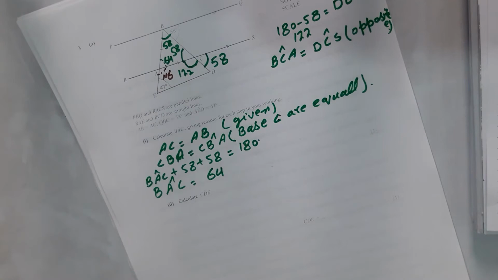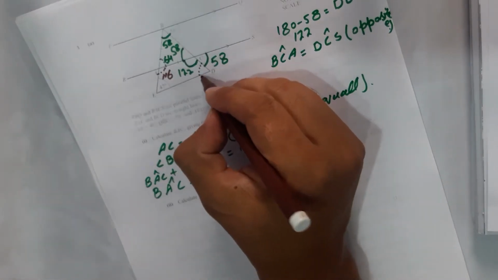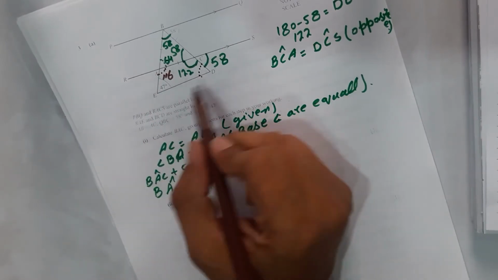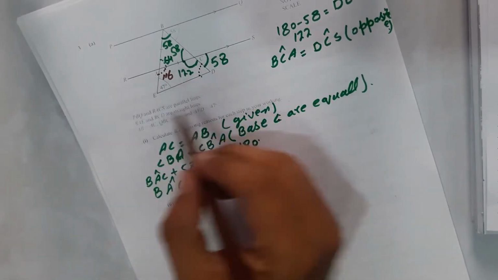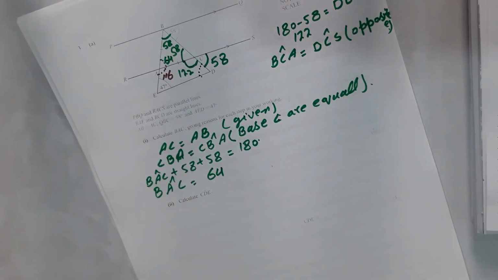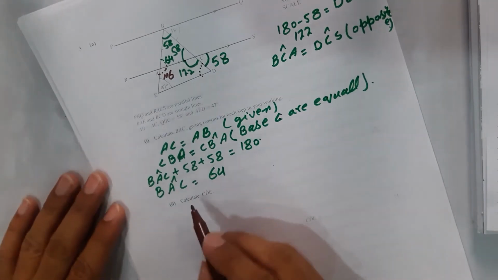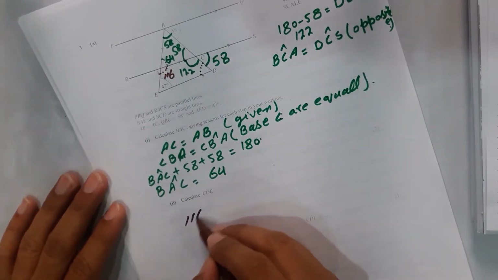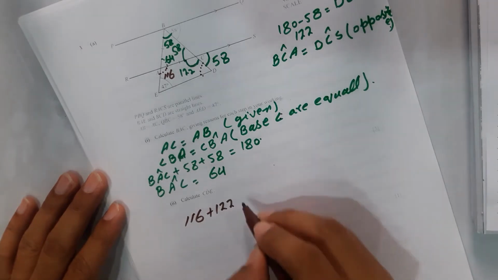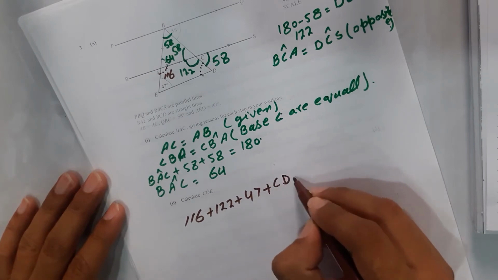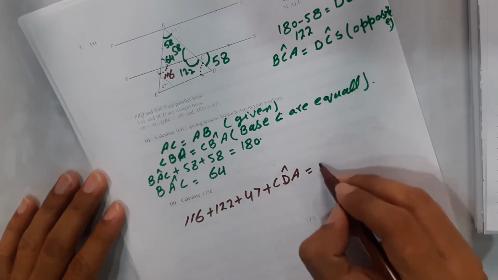Okay, calculate CD. Now we have to find CD and E. We have to find this angle. So if we consider AEDC is a quadrilateral, the sum is always equal to 360. The sum of a quadrilateral, which is 4-sided, is always equal to 360. So now we will add them: 116 plus 112, the second angle, and the third angle is 47, and the fourth angle we have to find, which is CDA. We have to find CDA equal to 360.